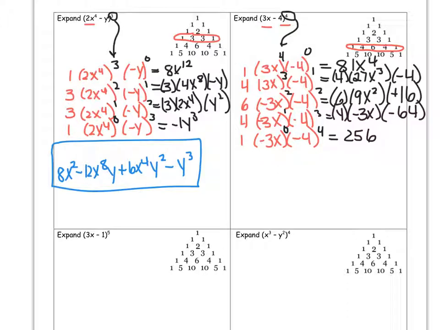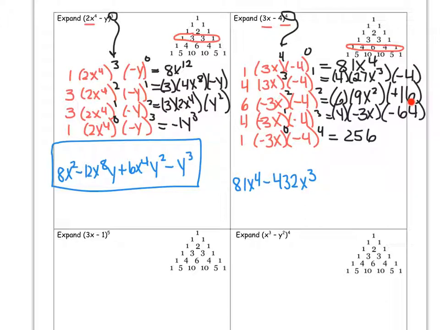Alright, now let's see if we can put this all together. So the first thing is 81x to the 4th. So I'm going to bring that down. 81x to the 4th. Now we need to multiply 4 times 27 times negative 4. So if you want, take out your calculators and type that in, 4 times 27 times negative 4. And you should get 432, but it should be negative because remember, we're only multiplying two positives and a negative. So negative 432x to the 3rd.